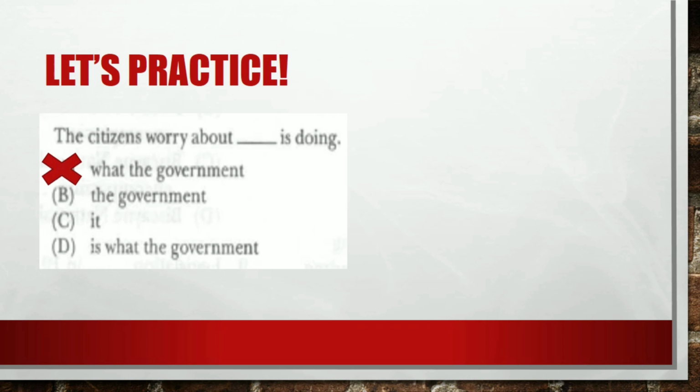As what I said, if you find sebuah connector diikuti oleh subjek verb atau langsung verbnya aja dan berada di posisi objek kalimat, like this sentence ada connector what diikuti subjek the government dan verb is doing, coba analyze lagi. It is possibly a noun clause. So, what the government is doing is a noun clause as an object.